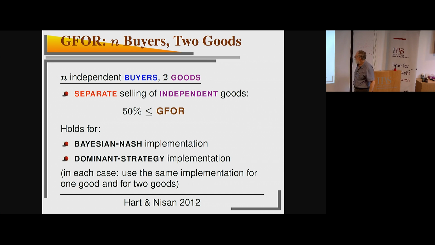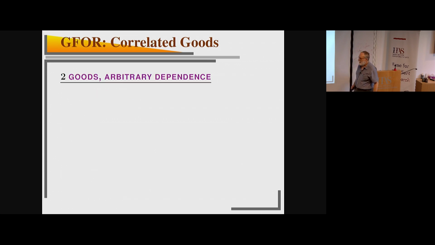Okay, now, at the request of everybody, what happens when you drop independence? So now we take two goods and arbitrary dependence between the two goods. One buyer. We are back to two goods, one buyer, one seller, but now there is some arbitrary correlation between the valuation of good one and the valuation of good two.